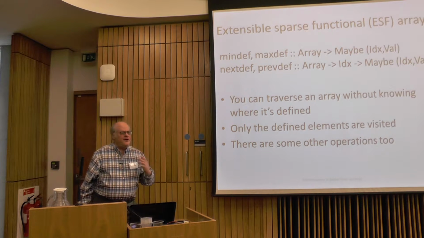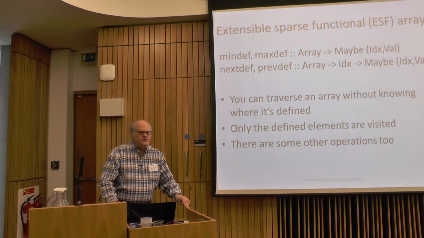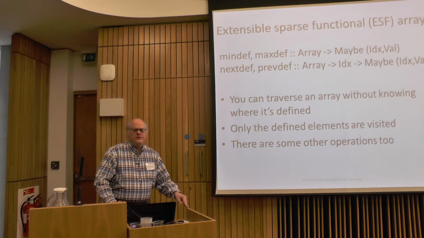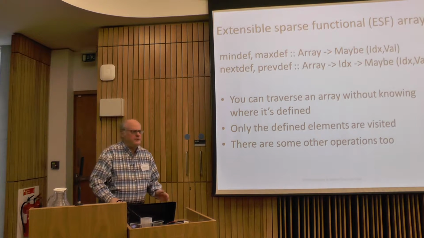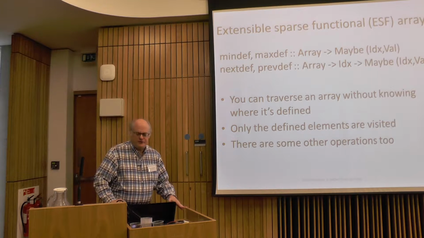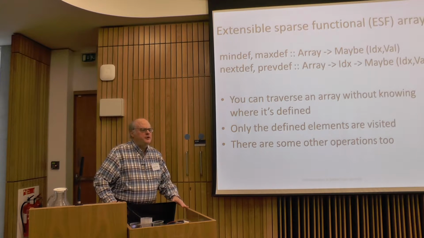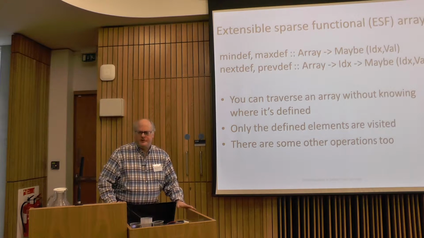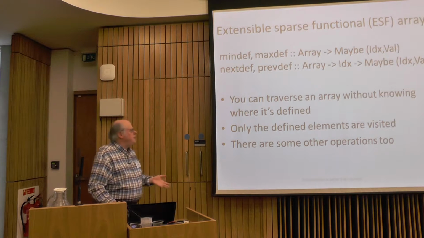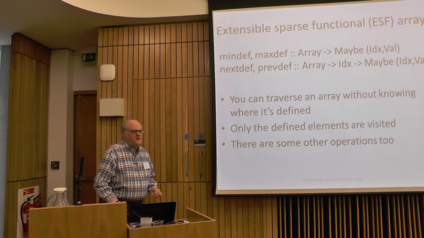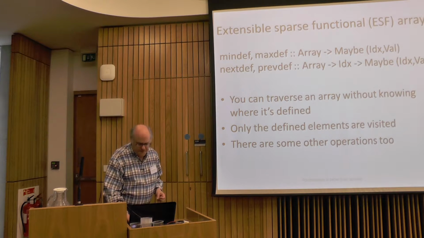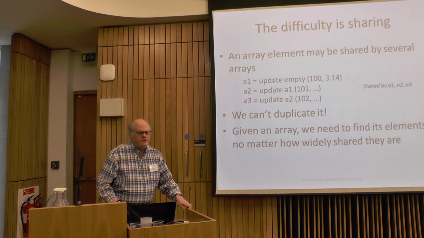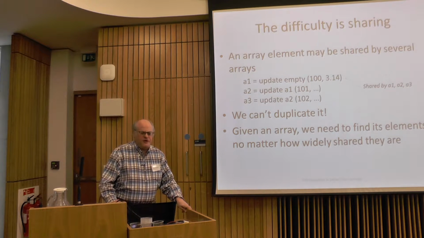Now, there are some additional operations in the API. In particular, you can make the data structure extensible and sparse, and it can do some associative searching. So I call this ESF arrays because of some of these other operations. But actually, I'm just going to be talking about lookup and update. Now, the thing that makes them tricky to implement efficiently is sharing.